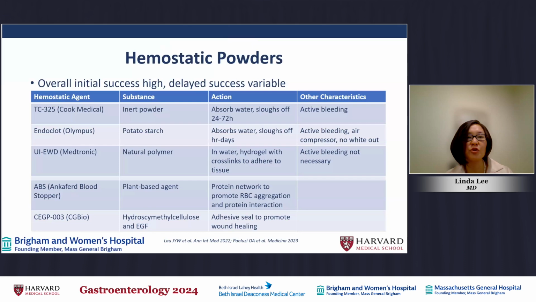And this table just shows you the various hemostatic powders that are available throughout the world. The top 3 are the ones that we have available in the US currently. And I do just want to point out that the Medtronic product is a little bit different because active bleeding is not necessary compared to the Cook and Olympus products.